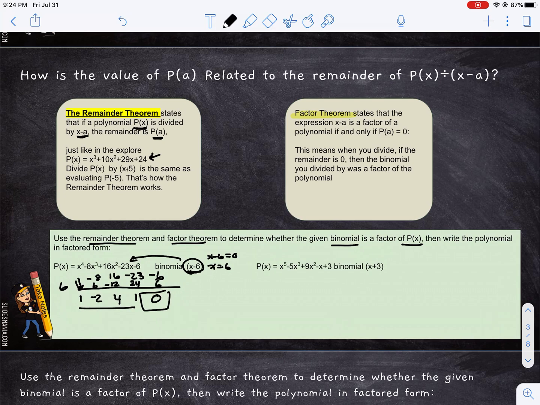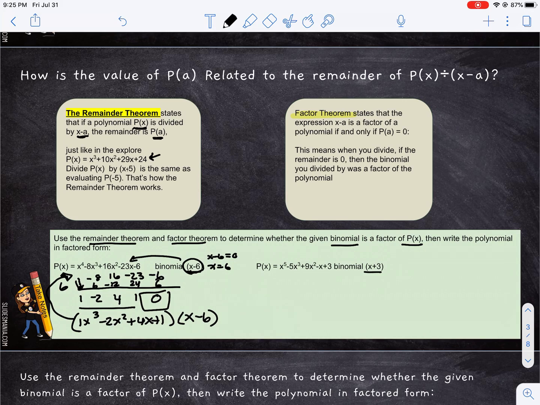Okay, so that tells me that that's a factor. This guy here is the other factor. So I will do 1x cubed minus 2x squared plus 4x plus 1. If I times that by x minus 6, I'm going to get what I started with. That's what this remainder theorem and factor theorem are talking about.